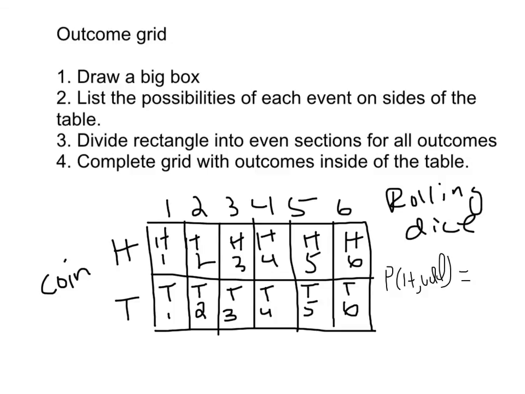And I can quickly see that the probability of me getting heads and an odd number would be 1, 2, 3 out of 6 times 2, which is 12 total possibilities, and that simplifies to 1 out of 4 chances.